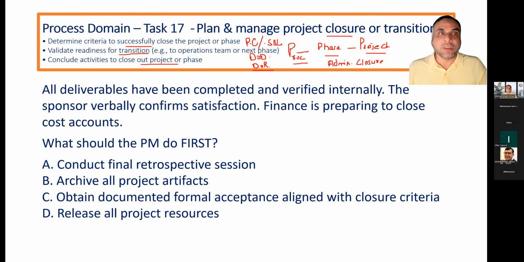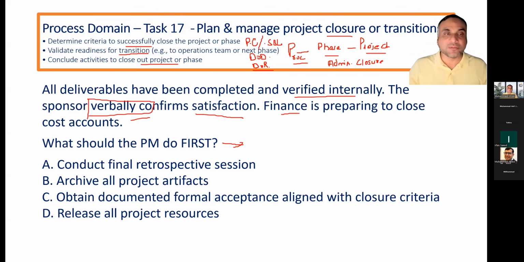Now let's go further and solve the questions related to this information. All deliverables have been completed and verified internally. Your quality assurance and quality control have approved them. The sponsor verbally confirms satisfaction. Finance is preparing to close cost accounts. What should the PM do first? The question itself is giving you the answer. Options: conduct final retrospective session, archive all project artifacts, obtain documented formal approval, release all project resources.